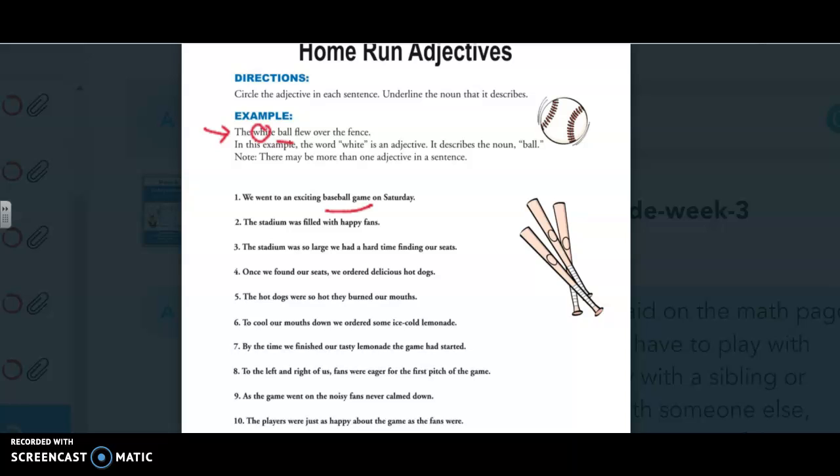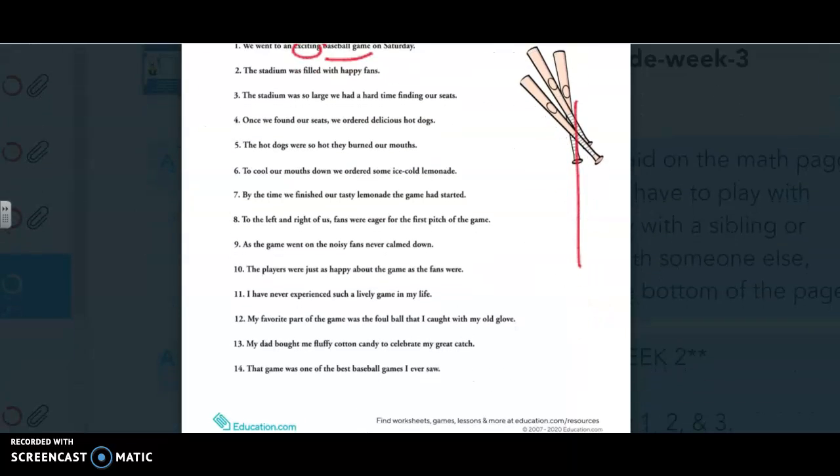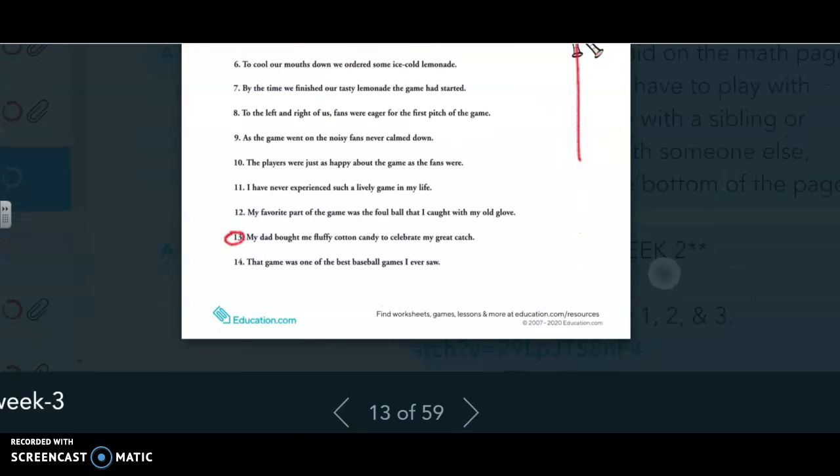Now, how is it describing the baseball game? The baseball game was exciting, okay? So you're circling that. Now, they said that there might be more than one adjective in the sentence. From what I saw, I think number 13 is the one that I found 2 in. Okay? 13 is the one I found 2 in. So, if you can find more in other ones, I might have missed them. You just let me know, okay?